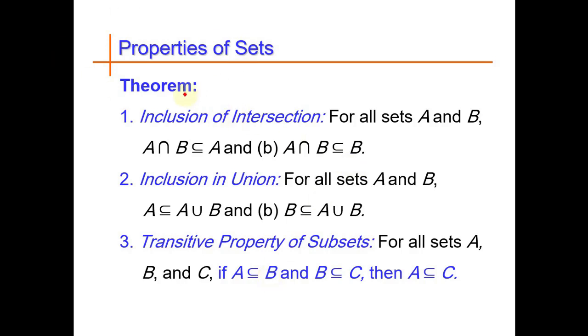Some properties of sets. First theorem is inclusion of intersection. So here we see that for all sets A and B, A intersection B is contained in A, or similarly A intersection B is also contained in B. So the intersection is part of A and part of B, which is a similar part. So that must be a subset of A and that must be a subset of B.